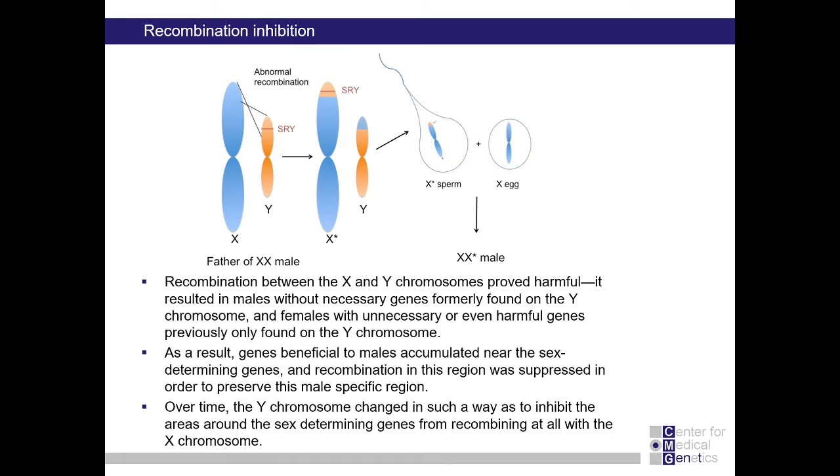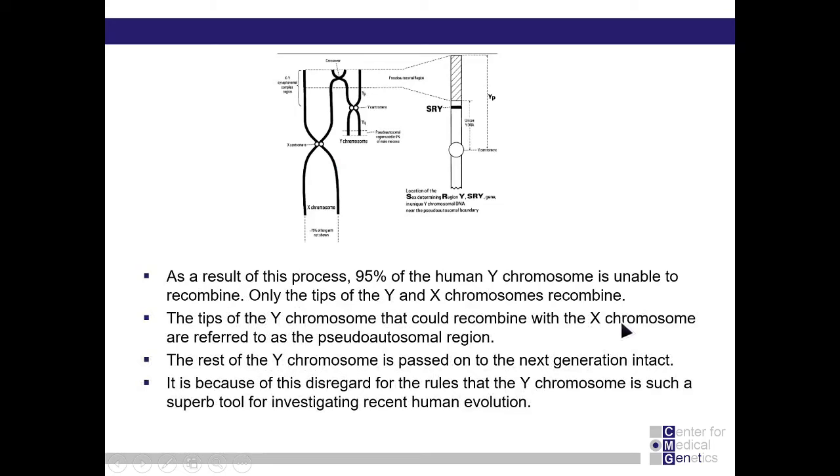Over time, the Y chromosome changed in such a way as to inhibit the areas around the sex-determining genes from recombining at all with the X chromosome. As a result of the process, 95% of the human Y chromosome is unable to recombine. Only the tips of the Y and X chromosome recombine. The tips of the Y chromosome that could recombine with the X chromosome are referred to as the pseudo-autosomal region. The rest of the Y chromosome is passed down to the next generation intact.